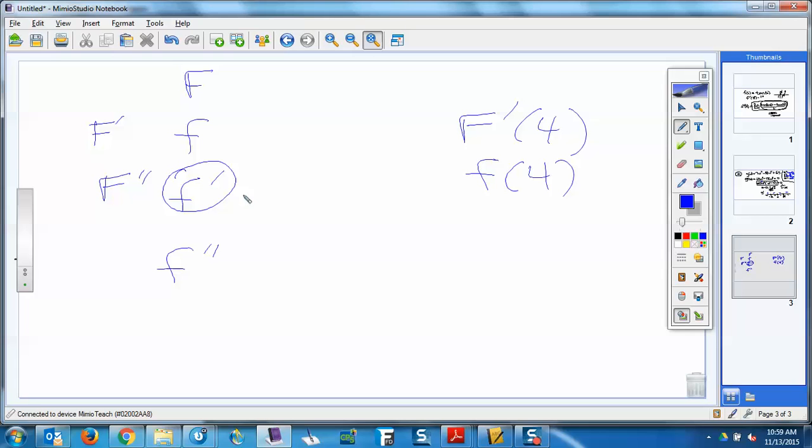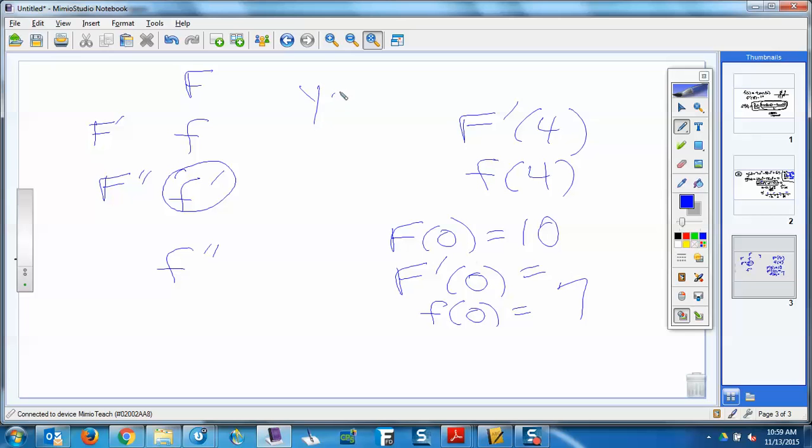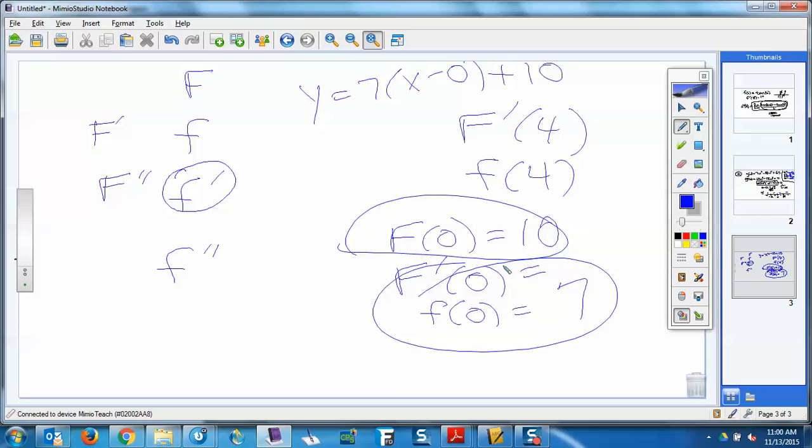Find an equation for line L. Now, they told you in the directions that line L was the tangent at x equals 0. They told you big F of 0 was 10, right? To write the equation of the tangent line, you need the slope of big F at 0. That'd be big F prime. What's another name for big F prime? Little f. So what they're really asking for is little f of 0. Well, that's 7. So now we got our slope. So we got y equals 7 times x minus 0, plus 10. We got our point on big F, and we got our slope on big F.